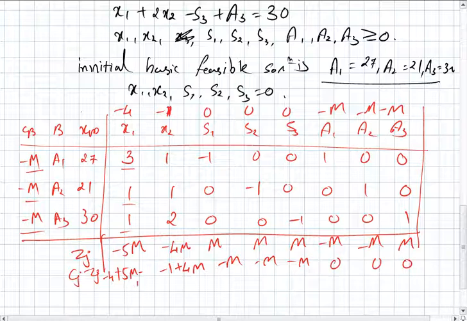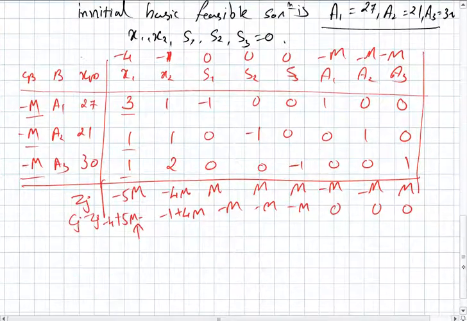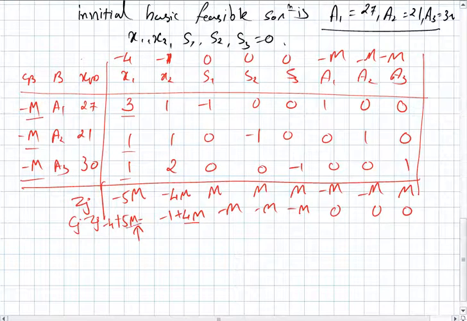So the maximum value is 5M, because M is very large. So 5 times M is larger than 4 times M, so this quantity is larger. So the corresponding variable x1 will enter the basis.